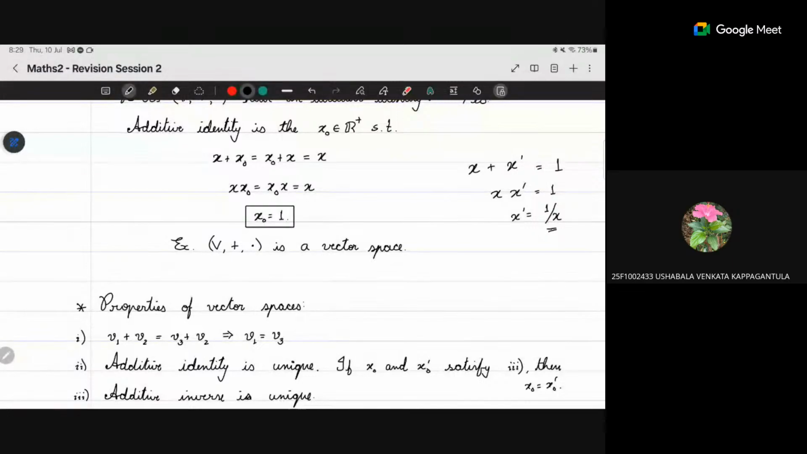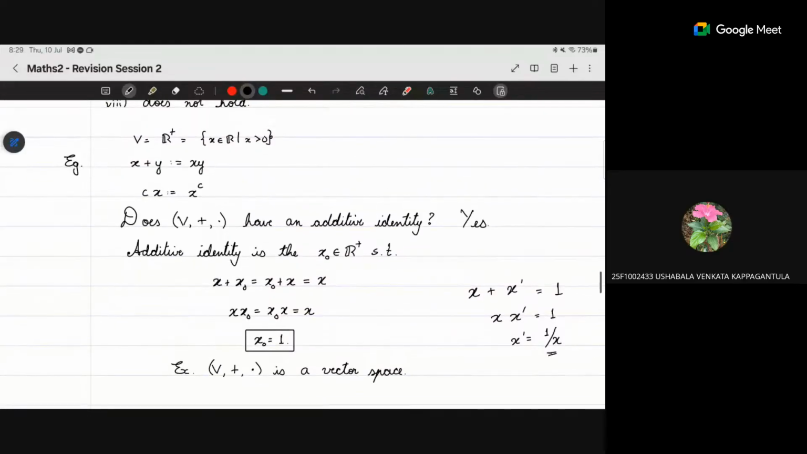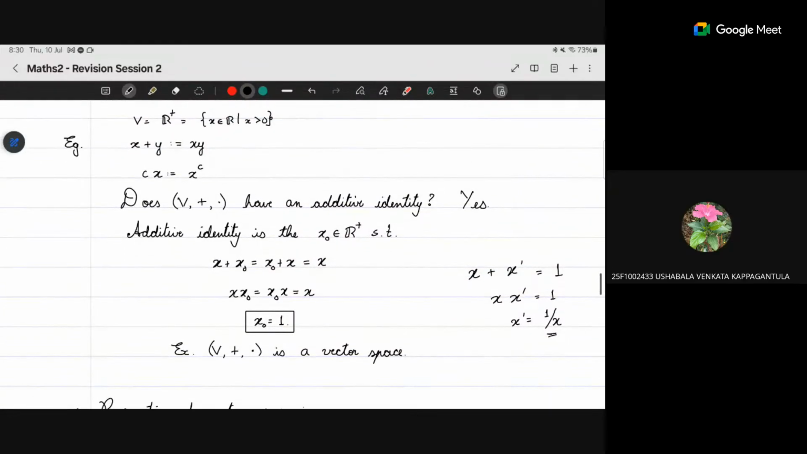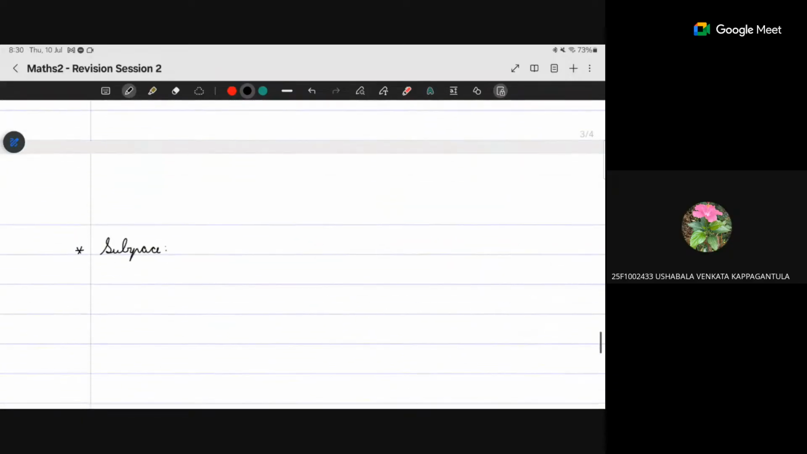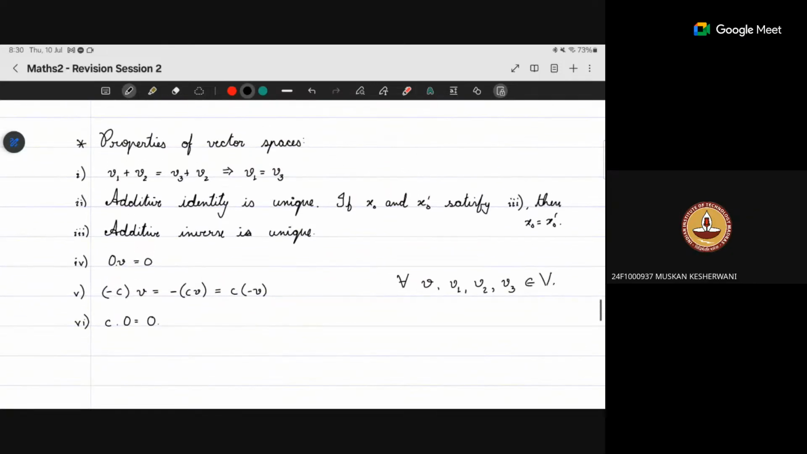Sir, can you do the scalar multiplication for this example? Yes, cx is equal to x to the power of c. Let us do it at the end, because we have quite a few topics to cover still. Okay. Will you please explain with examples all of these properties on real numbers?